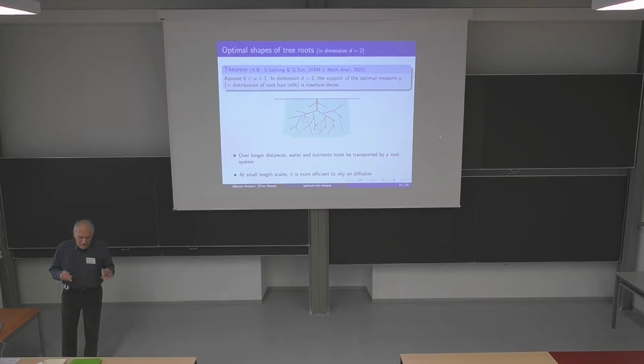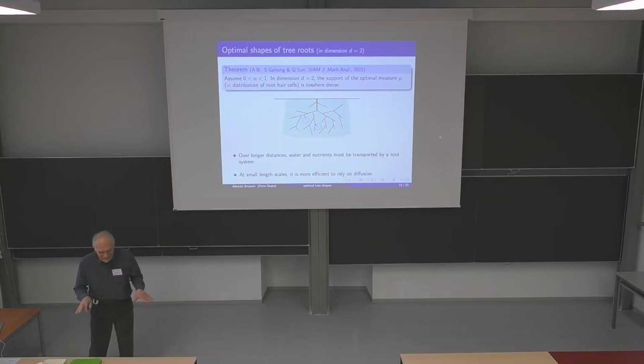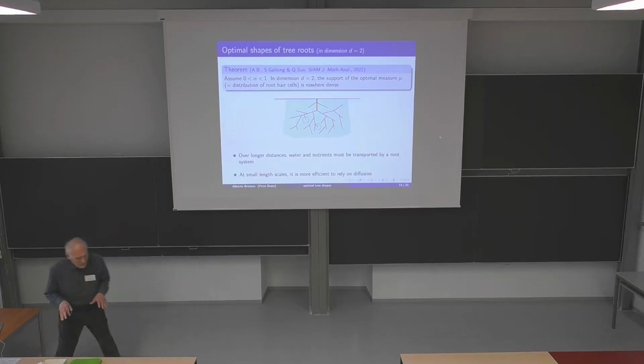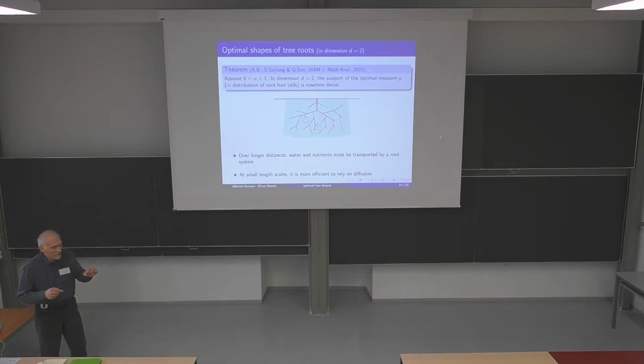So what does it mean? It means that I don't need to construct roots that cover the whole space, right? Over longer distance, water and nutrients might be transported by a root system, but at small length scales, it's more efficient to rely just on diffusion. So I don't need to construct these roots everywhere. They just can reach every point within a distance epsilon.